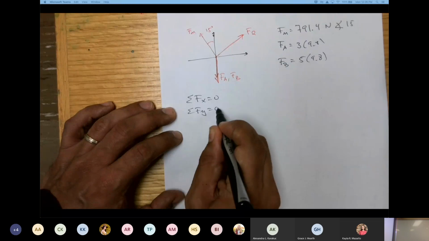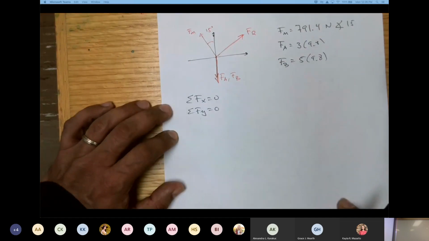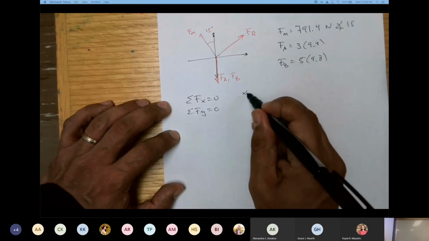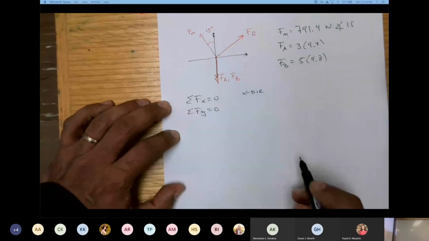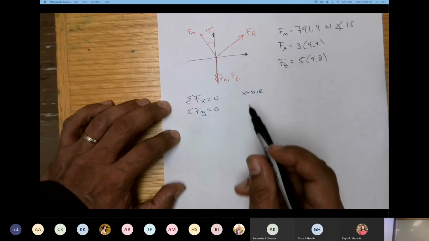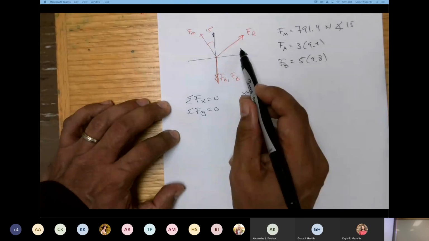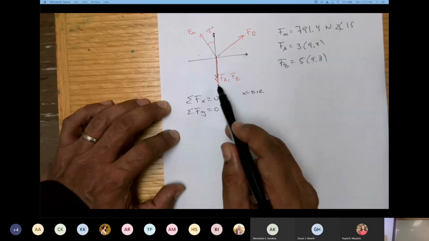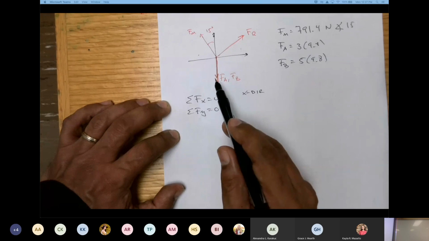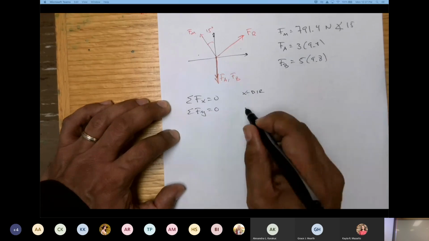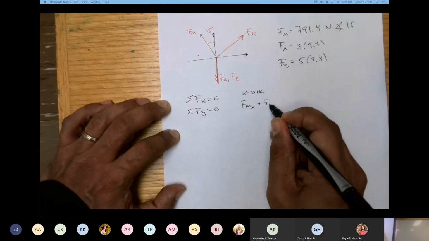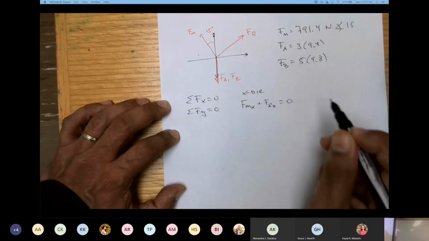I'm going to start with the x direction. Now, in the x direction, I only have two forces. I have the x component of the reaction force, and I have the x component of the muscle. The two weights are along the y-axis, so they don't have any x component. So I'm going to have the x component of the muscle plus the x component of the reaction force. That's going to be equal to 0.